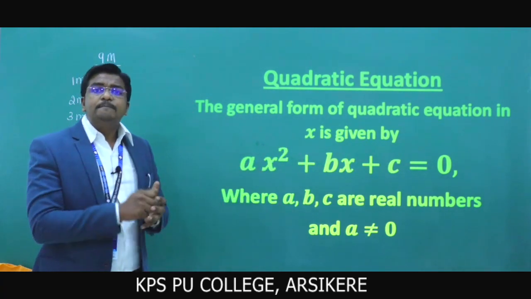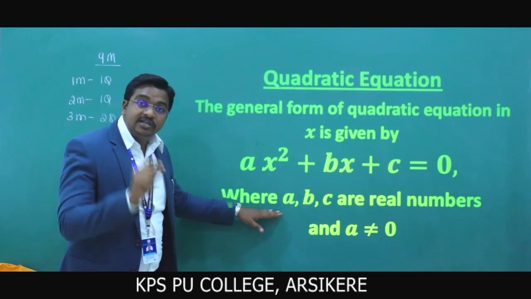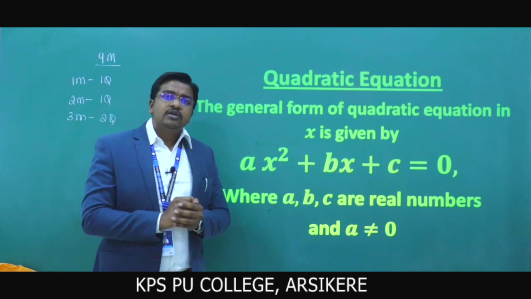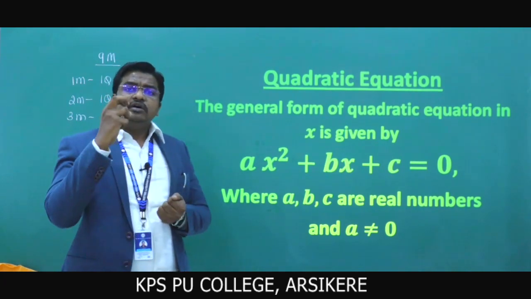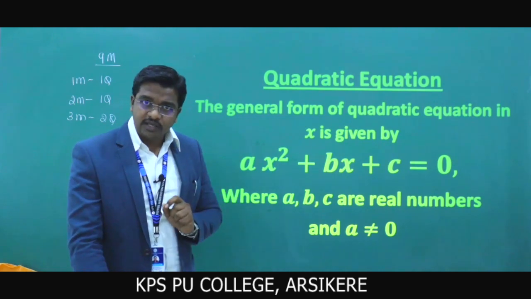Now again ಬರುತ್ತೆ ನಮಗೆ bx plus c is equal to 0 ಬರುತ್ತೆ. Right, here the condition is a is not equal to 0. So ಇದು quadratic equation ಆಯಿತು. So how to find the solution?